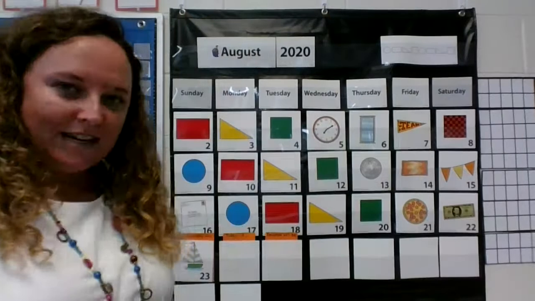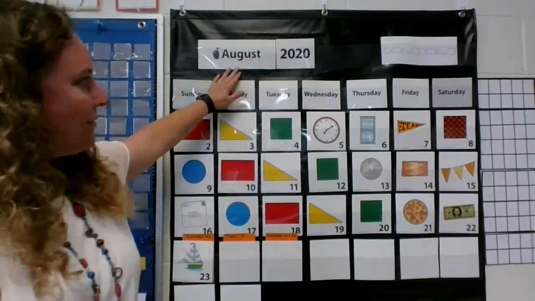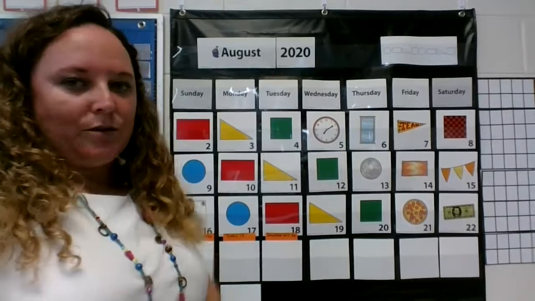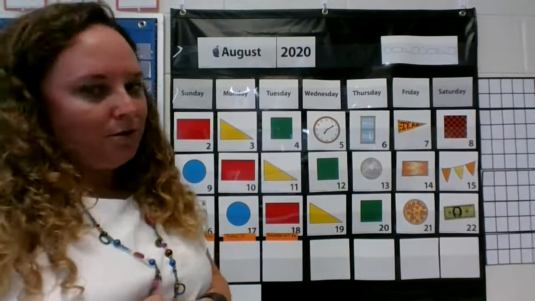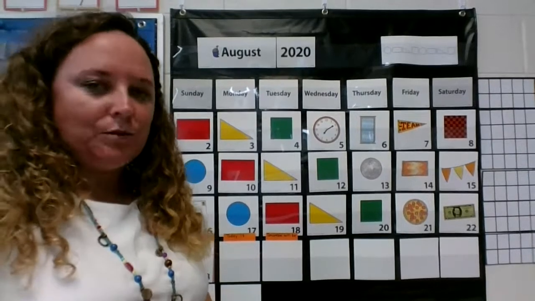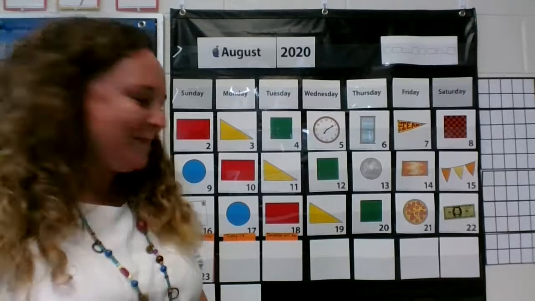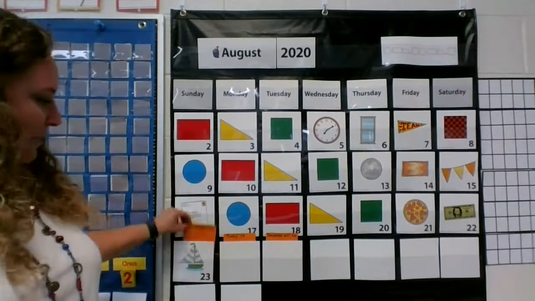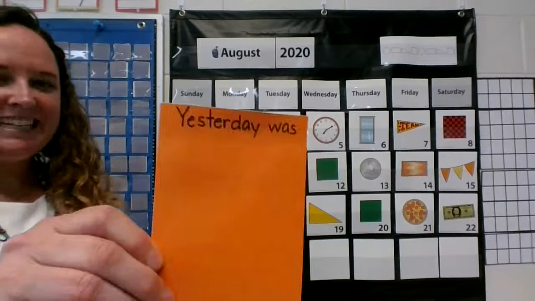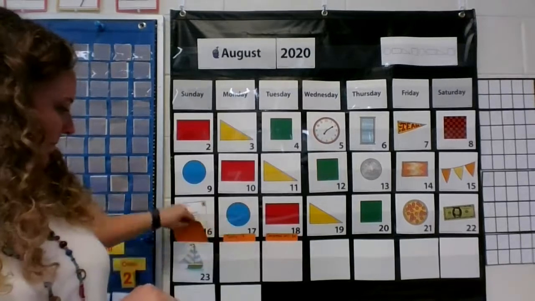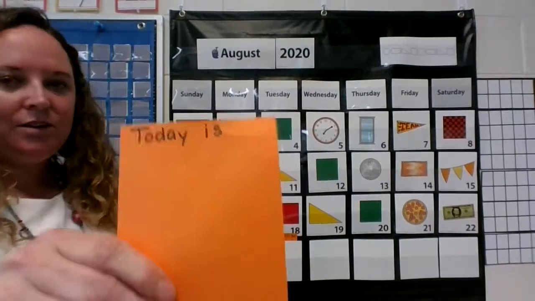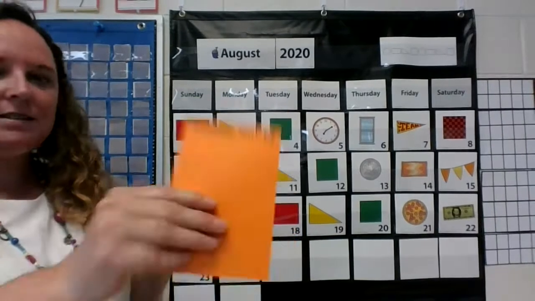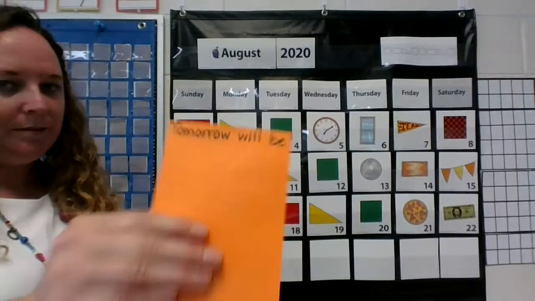So we know there are 7 days in a week. We also have the months of the year. This is the month August, and it is the year 2020. I'm not going to go over the months at this time. That's something you'll wind up doing with your teachers once we're back in school face to face. On our calendar, you can see I have something that says yesterday was, today is, and this one says tomorrow will be.